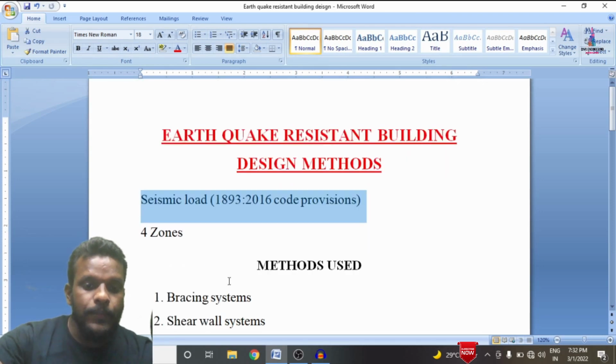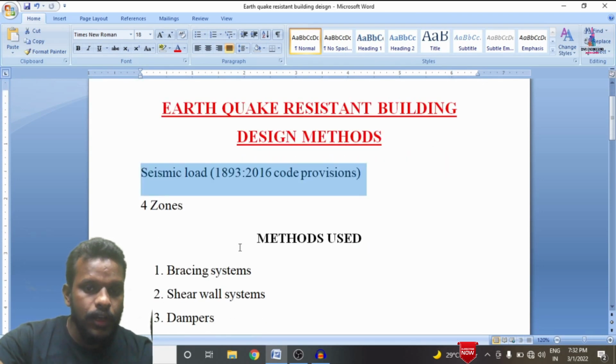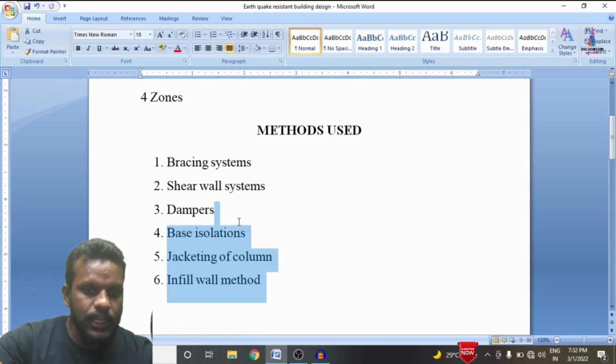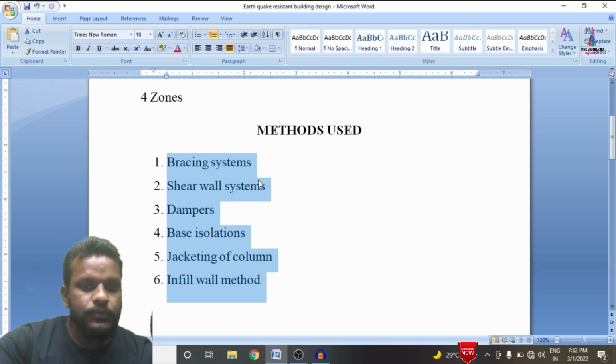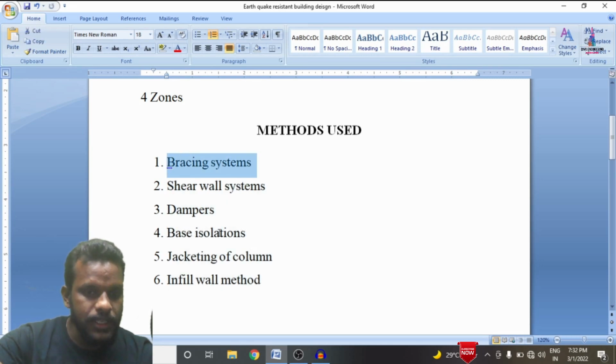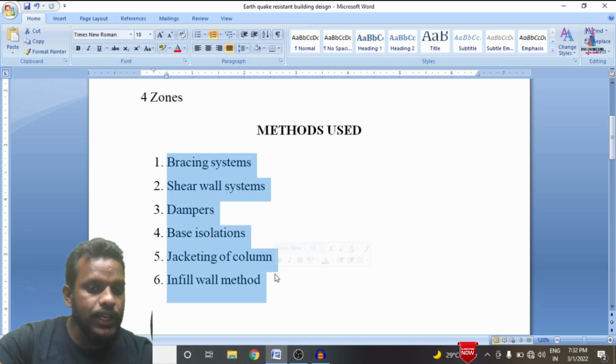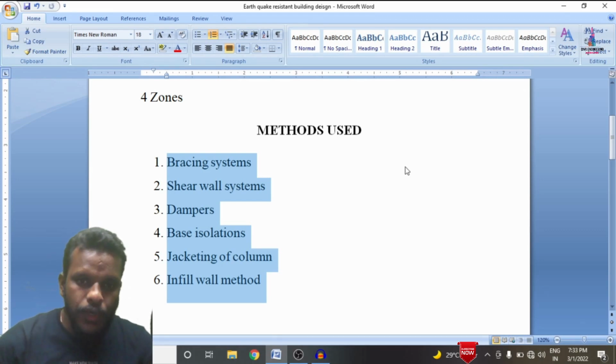As per the standard, earthquake resistant building structure methods are classified into 6 categories. These are the basic earthquake resistant building structural design concepts. The first is the bracing system, the second is the shear wall system, the third is the damper system, the fourth is the base isolation system, the fifth is the jacketing of the column, and the last is the infill wall method. These are the basic frequently used methods for decreasing the earthquake loading condition.